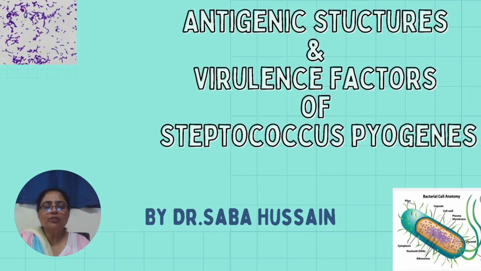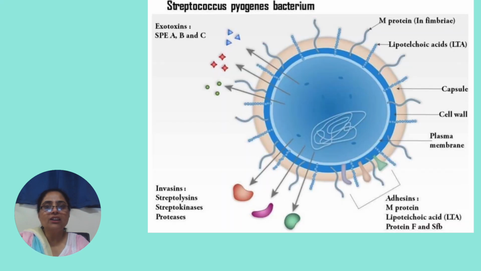Hello everyone. Today we will be talking about antigenic structures and virulence factors of Streptococcus pyogenes. I have already talked about Streptococcus pyogenes in my earlier videos, and if you want to know more about its morphology and characters, you can go back to my video on classification of Streptococcus pyogenes. So here, since we are talking about antigenic factors and virulence factors, there's a difference between antigenic factors and virulence factors. So first let's go back to the structure and see whatever is present on this streptococcus.